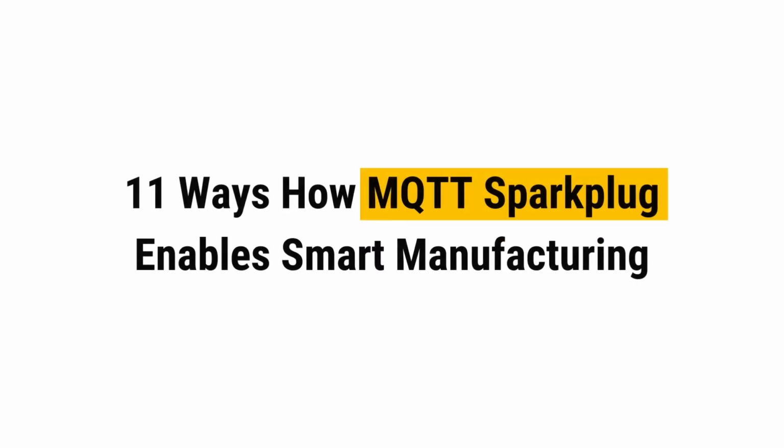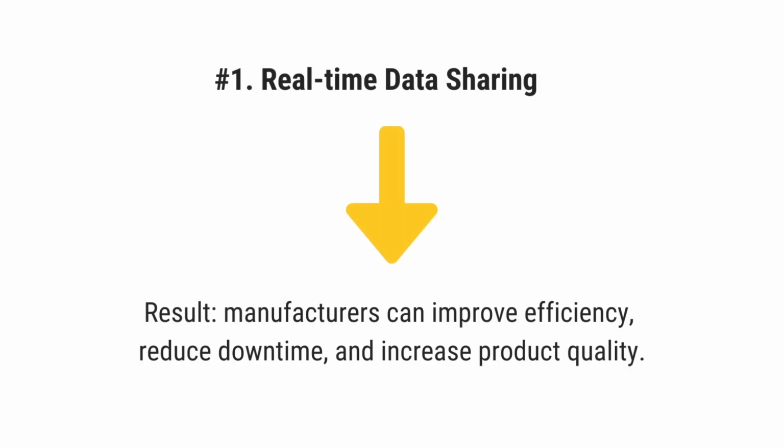Now that you know about MQTT Sparkplug, let's explore the 11 ways it enables smart manufacturing. Number 1. Manufacturers can monitor and control processes, equipment, and products efficiently, as the data exchange between devices and systems happens in real time. As a result, manufacturers can improve efficiency, reduce downtime, and increase product quality.